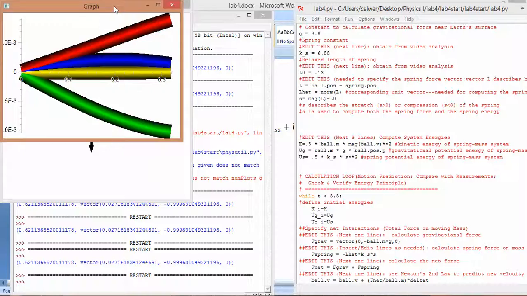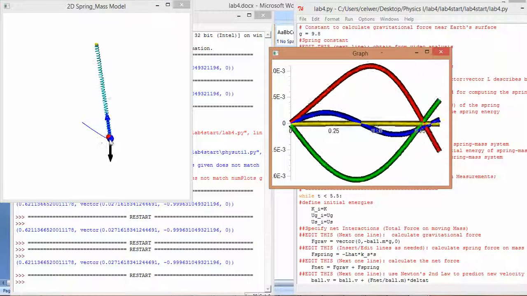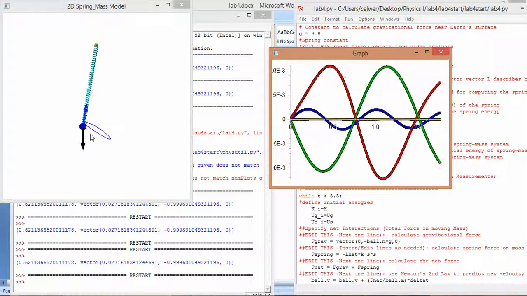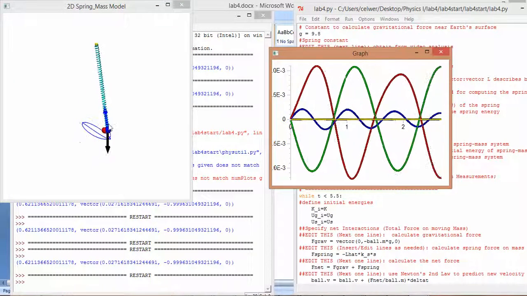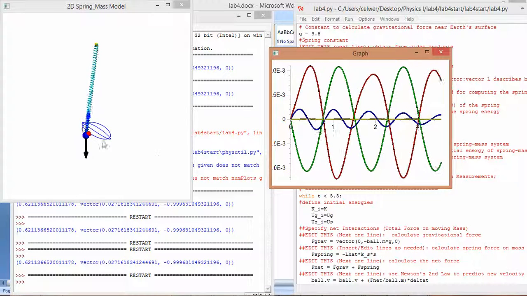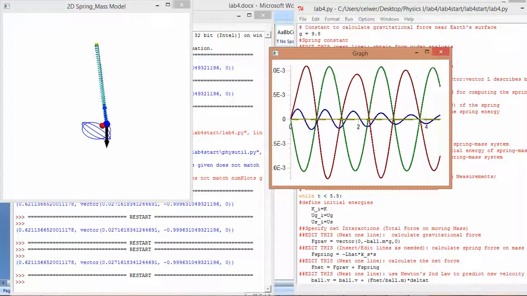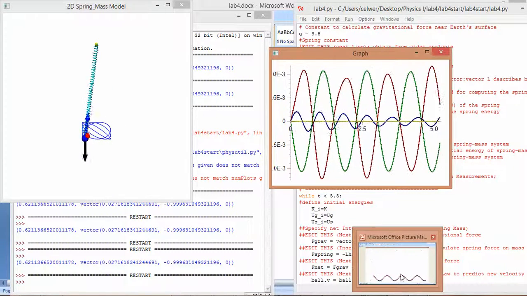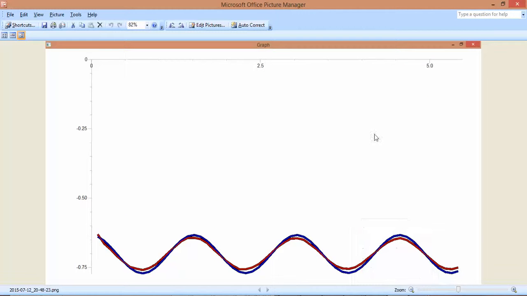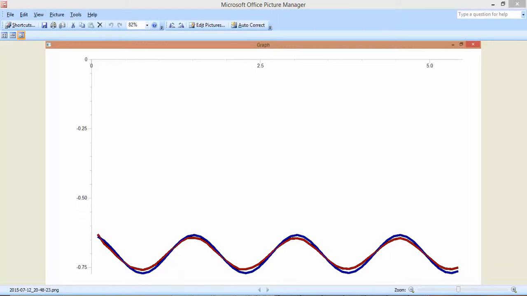So now I would like to run my program, and as you can see, it models the motion. The red ball is the experimental, and it's very close to the blue one. And I actually have the graph of the y position versus time for the experimental and model, and they're very accurate too. And the last thing I want to talk about is how the energy principle is satisfied.